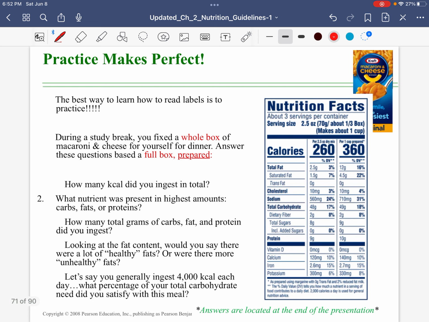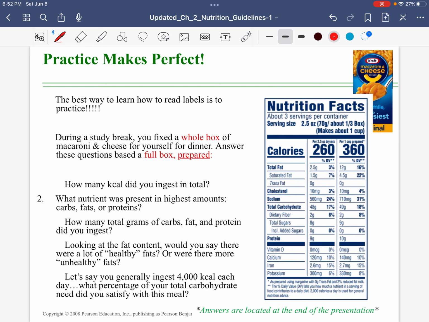Pretty interesting. So I've given you some examples here because the best way to learn is to practice. So I've picked out Kraft macaroni and cheese. Let's say you have a study break. You eat a whole darn box.